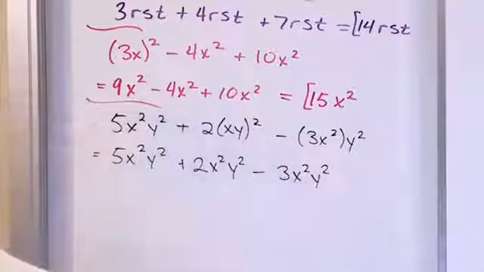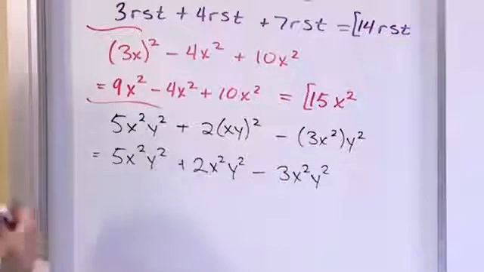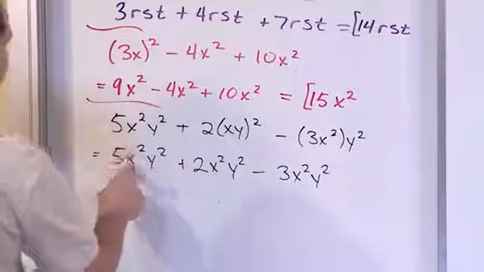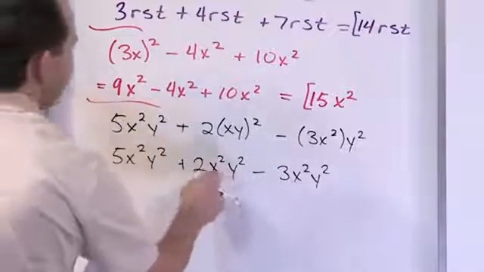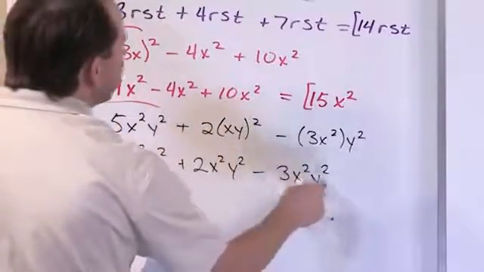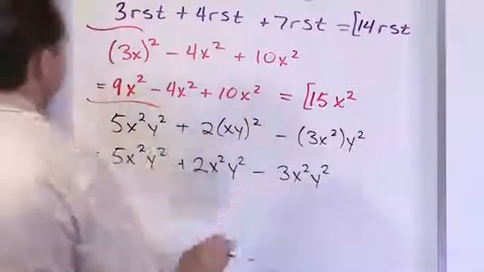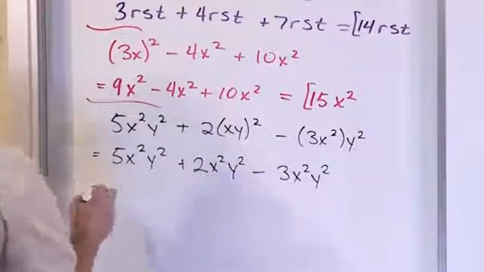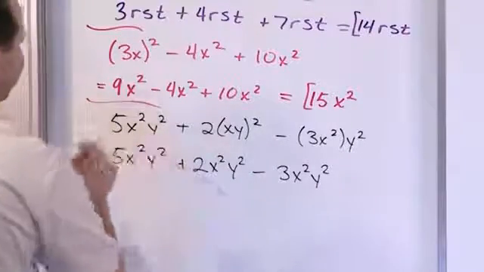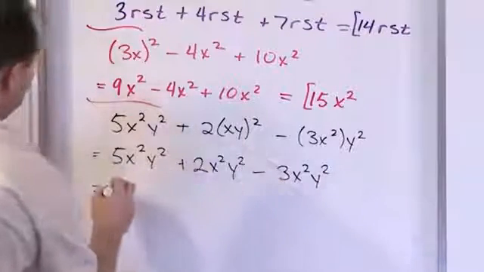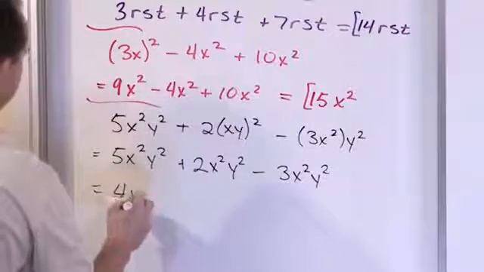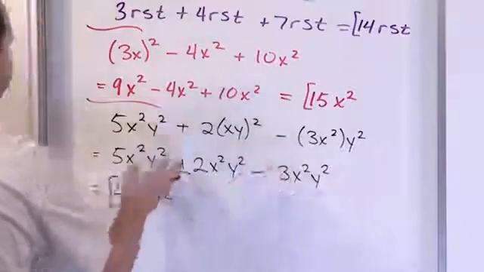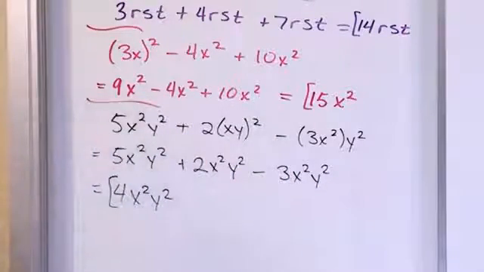And now I look and I say, can I simplify what I have left? Do I have any like terms? Well, I have x squared, y squared. Here I have x squared, y squared. Here I have x squared, y squared. Everything matches everywhere. The exponents match, the letters match. So I can add all of these together. 5 plus 2 is 7. 7 minus 3 is 4. 4 what? 4x squared y squared, because whatever it is I'm calculating has to carry along through to my final answer.